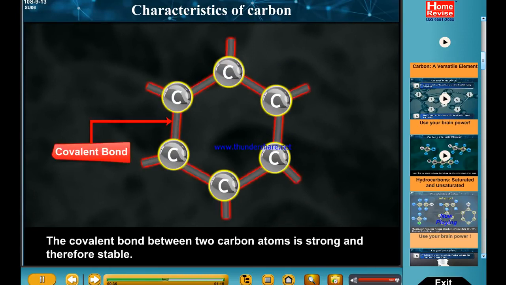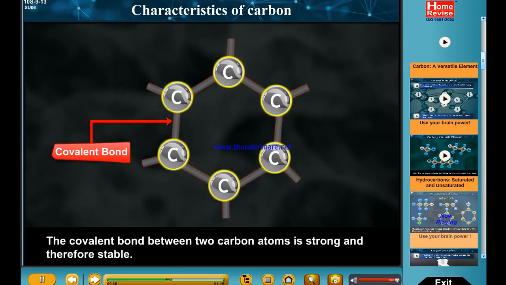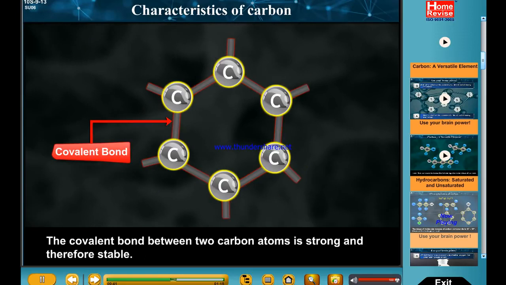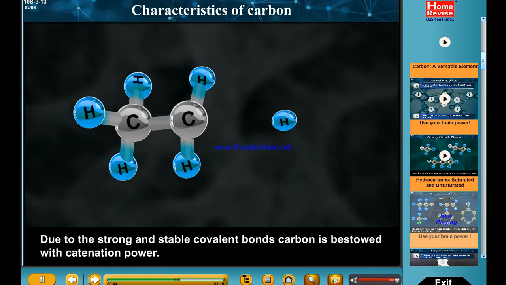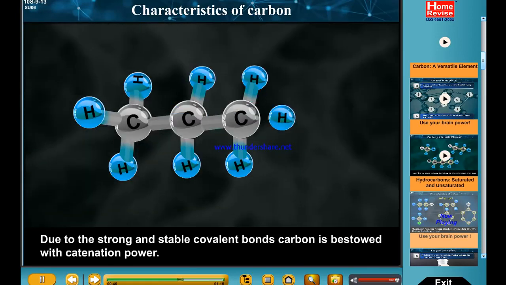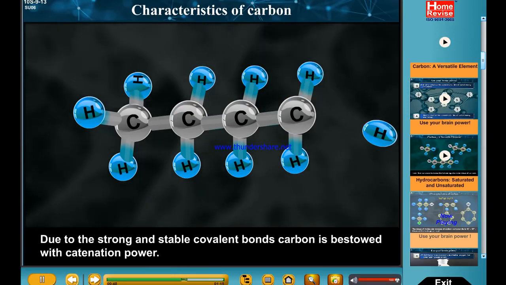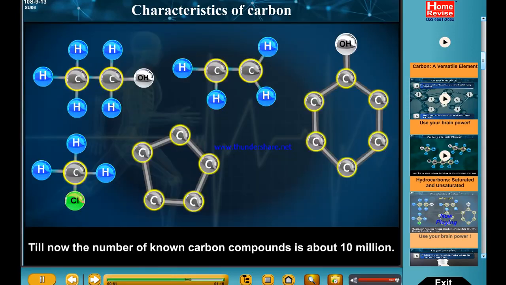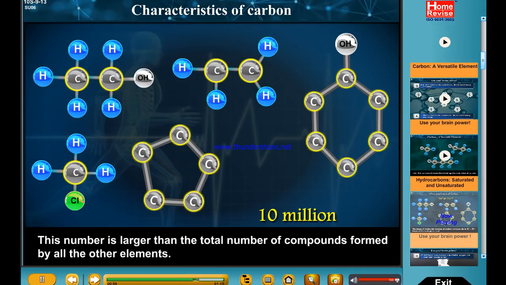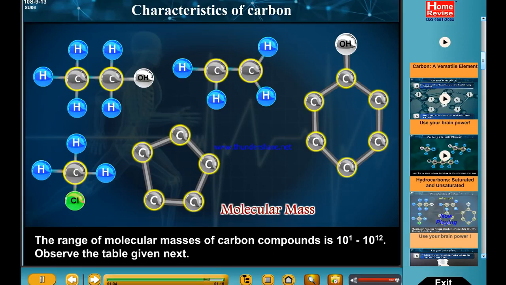The covalent bond between two carbon atoms is strong and therefore stable. Due to the strong and stable covalent bonds, carbon is bestowed with catenation power. Till now, the number of known carbon compounds is about 10 million. This number is larger than the total number of compounds formed by all the other elements. The range of molecular masses of carbon compounds is 10 raised to 1 to 10 raised to 12. Observe the table given next.